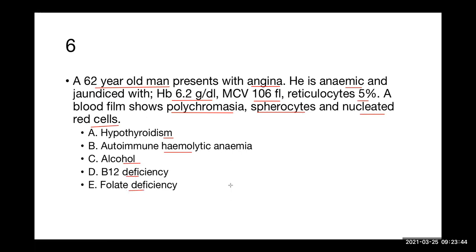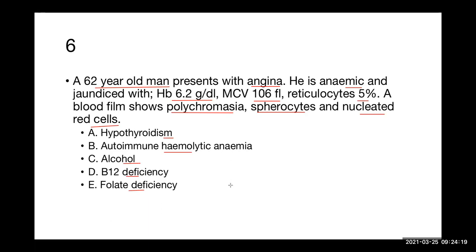Anyone? B12 deficiency. Why? Autoimmune hemolytic. Okay, wait. Let me hear the B12 deficiency reason first. Why did you choose that? Okay, why autoimmune hemolytic anemia? Sir, anemia and jaundice with reticulocytosis, and also spherocytes and polychromasia. These are features of hemolytic anemia.